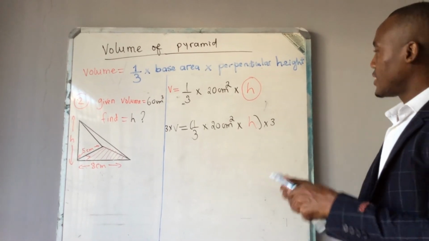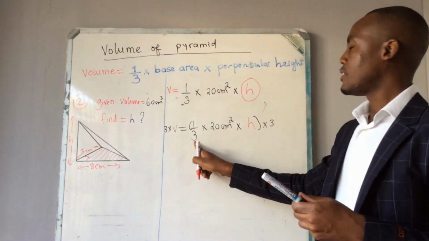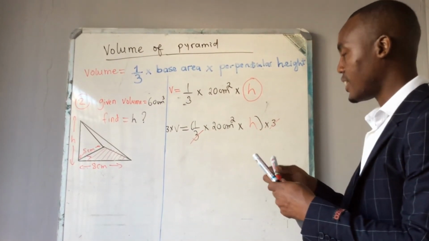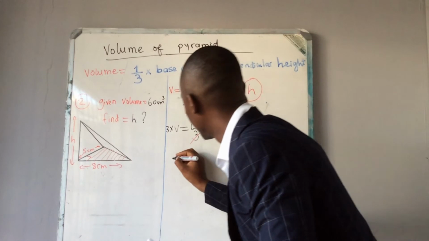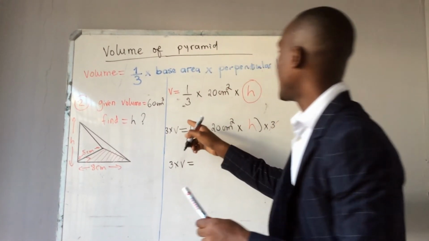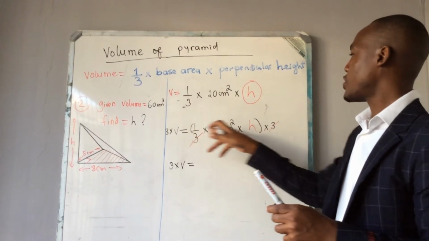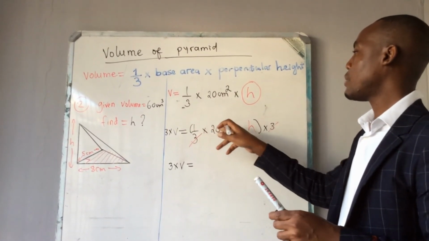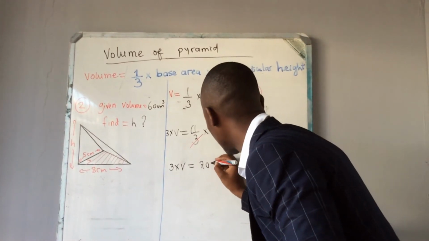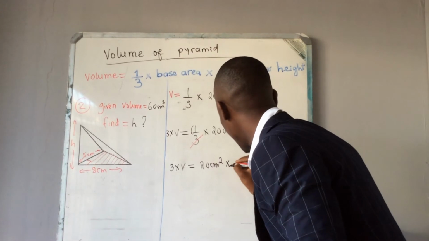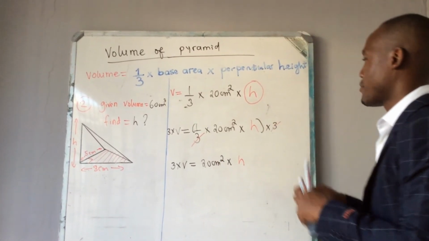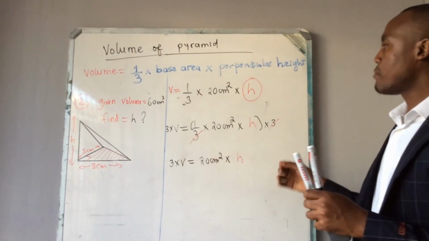Now, when we do that, we have 3 divided by 3 is 1. So that can cancel out. 3 and 3 can cancel out. So we have here 3 times volume equals, now we're going to be left only with this expression here on top, which is 1 times 20 centimeters squared, which is just 20 centimeters squared. So we're going to have 20 centimeters squared times the height.